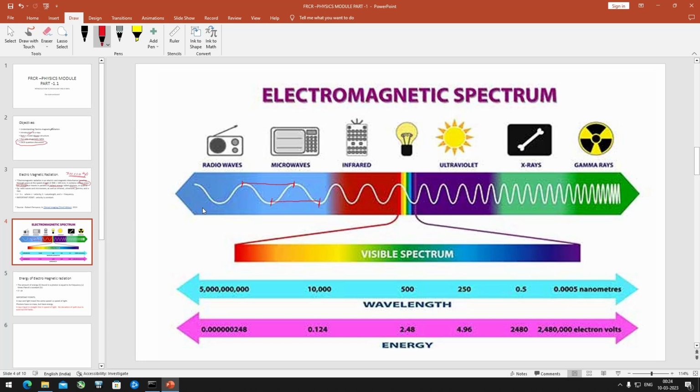So here you have another question. The wavelength of an X-ray is represented by the distance between the two crests. Then the answer is true. So that is a scenario here.